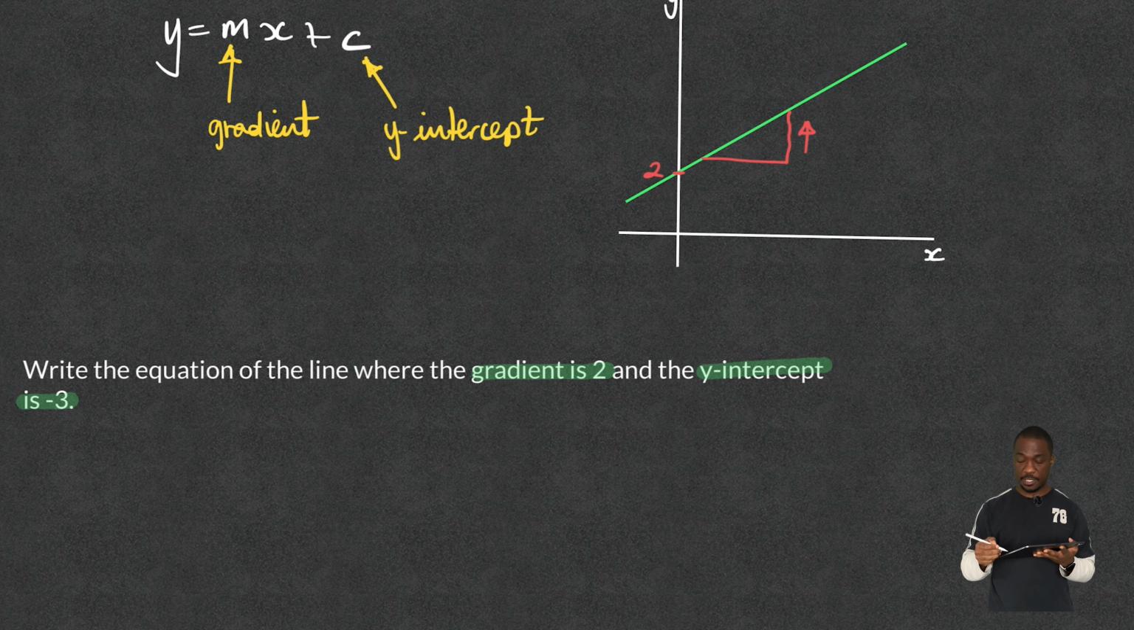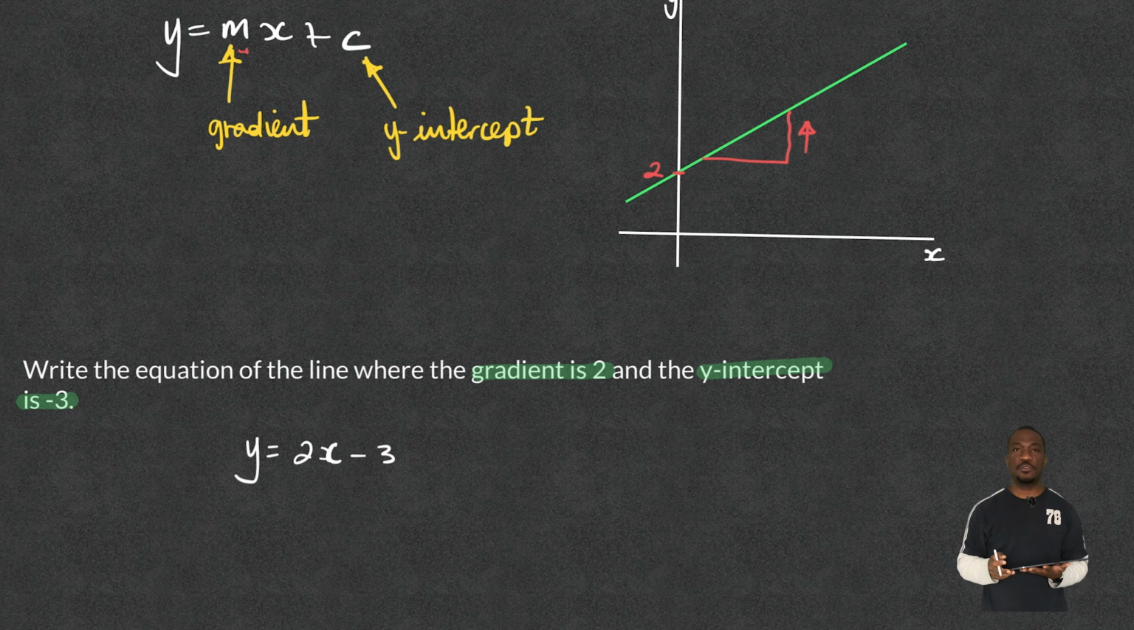This is really easy because I know the gradient is 2. So let's show you that. I know the gradient is 2 and I know the y-intercept is -3. So all I've got to write now for my answer is y equals 2x take away 3. This is now finished. That's how easy it is. Okay, so that's how you find the equation of a line. Well, that's if they give you that information.